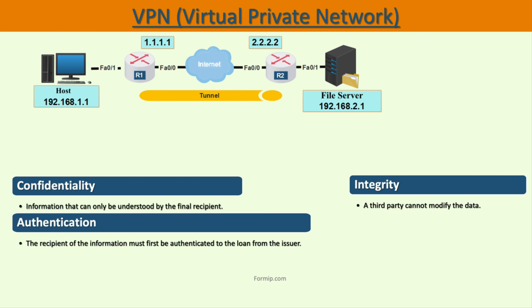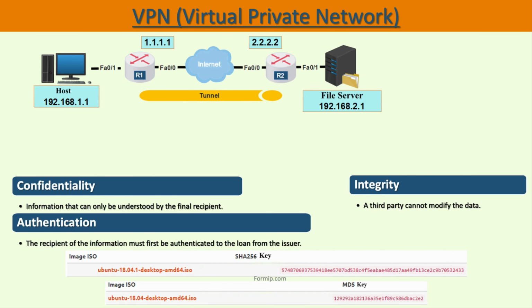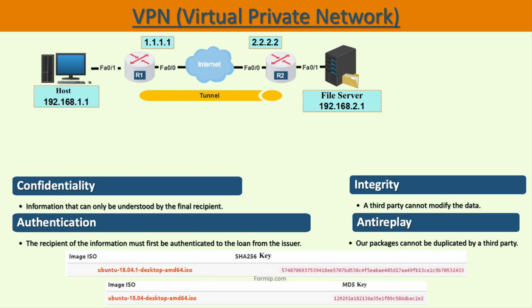For example, if you've already downloaded an ISO file, you may have seen some websites specify an MD5 or SHA-256 hash. This allows you to check that nothing has been changed between the ISO on the site and the one you just downloaded. And we have the anti-replay, which prevents malicious people from copying certain packets to send them later in order to try to usurp identities.